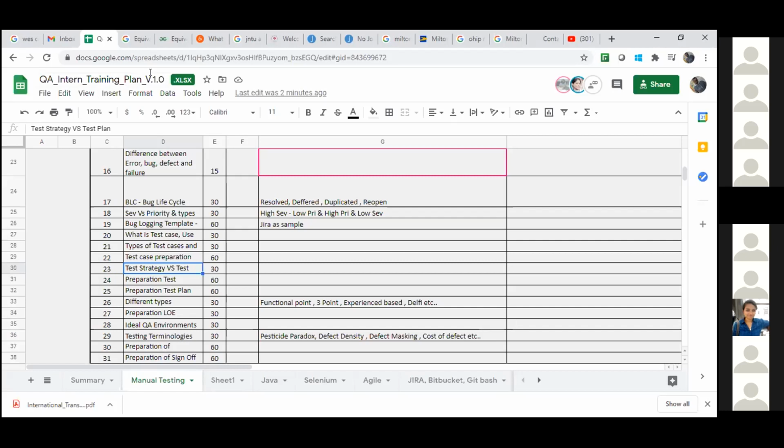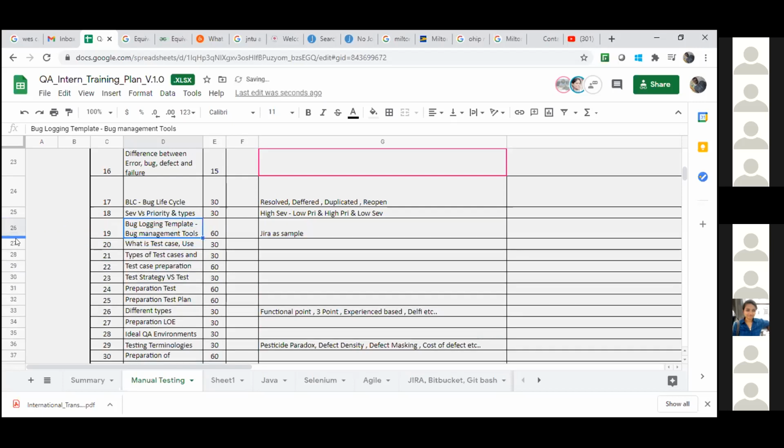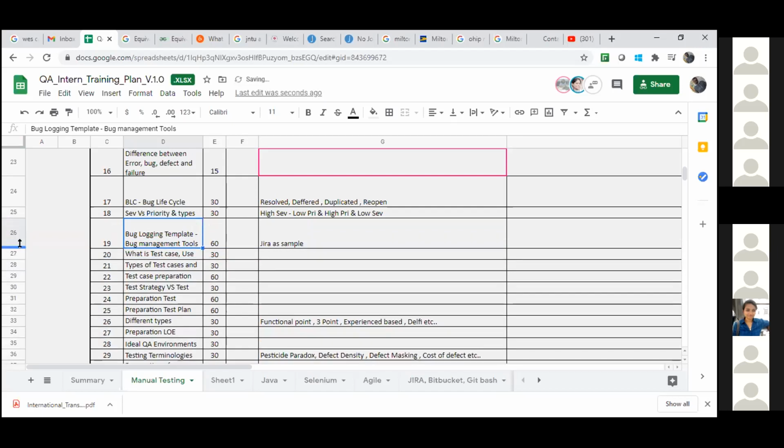So today I'll leave the people to go ahead and do from 20 to 20, means 19 to 22. Here the other topic which we wanted to cover is the severity and priority. Anyways, tomorrow in the discussion, we'll discuss line number 16, differences between error, bug, defect, failure. That we'll discuss tomorrow in the session. And I wanted to cover severity and priority also tomorrow.